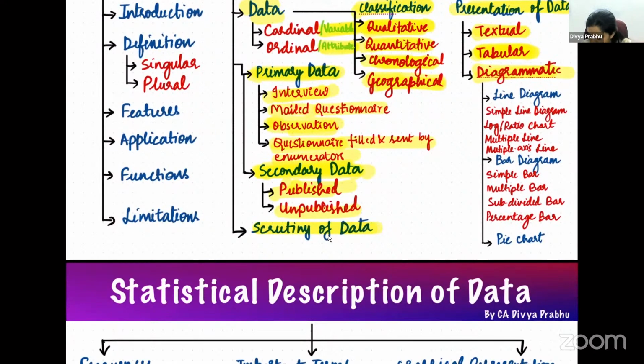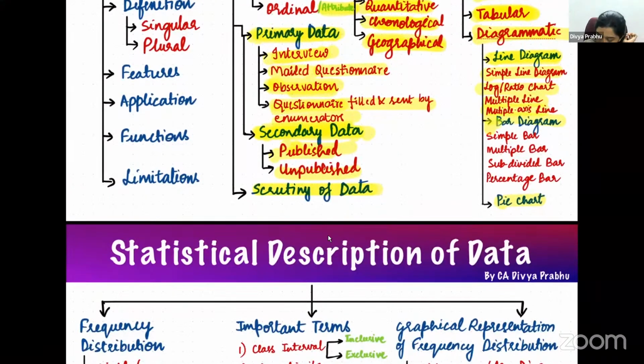Then different types of diagrams. You have line diagram, bar diagram, pie chart. Very important to understand which line diagram is used when. For example, simple line diagram is there, log or ratio chart is there, multiple line diagram is there, multiple axis diagram is there. All these you have to understand in which scenario what line diagram is used. Very, very, very important. Okay.